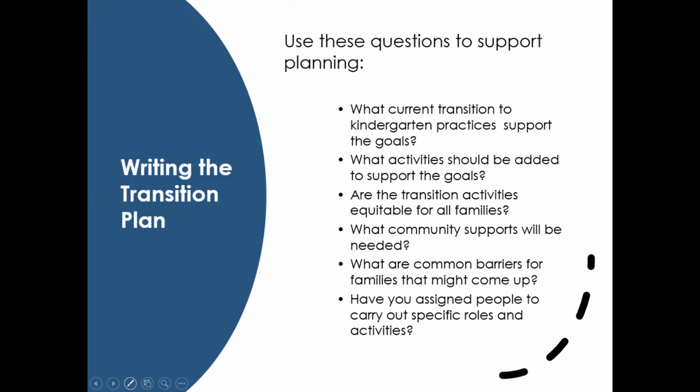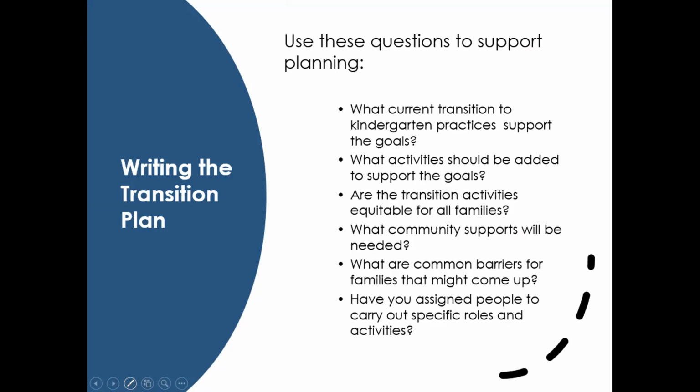Are the transition activities equitable for all families? And this is a really important question to ask yourselves, because it's not uncommon for outreach to families to fall flat for one reason or another, right? You put yourself out there looking for a response from families and you don't get the response that you intended from 100% of that outreach. So there's something missing somewhere, right? Somewhere along the way, that's not working. So what other strategies could be put into place that will reach all families and hopefully get some type of a response? What community supports will be needed? What are common barriers for families that might come up?